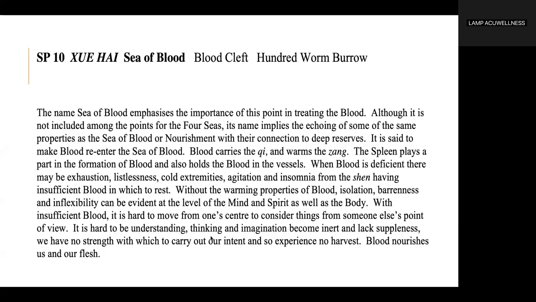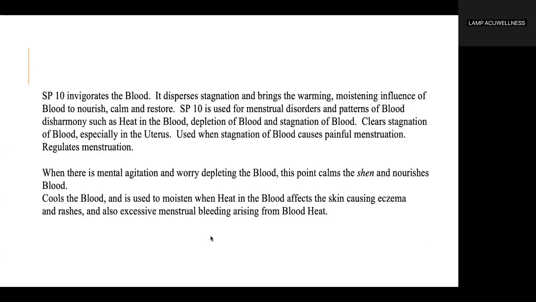With insufficient blood, it is hard to move from one's center to consider things from someone else's point of view. It is hard to be understanding; thinking and imagination become inert and lack suppleness. We have no strength with which to carry out our intent, and so experience no harvest. Blood nourishes us and our flesh.